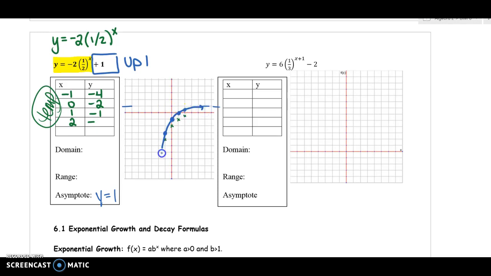And because you already drew in your asymptote, you can finish your graph, making sure it doesn't cross your asymptote. Domain: all real numbers. Range: y is less than 1. Less than because the graph is below the asymptote. That -2, the negative flipped that graph over the x-axis before it moved up 1. That flips it underneath the asymptote, flipping that greater than to a less than.